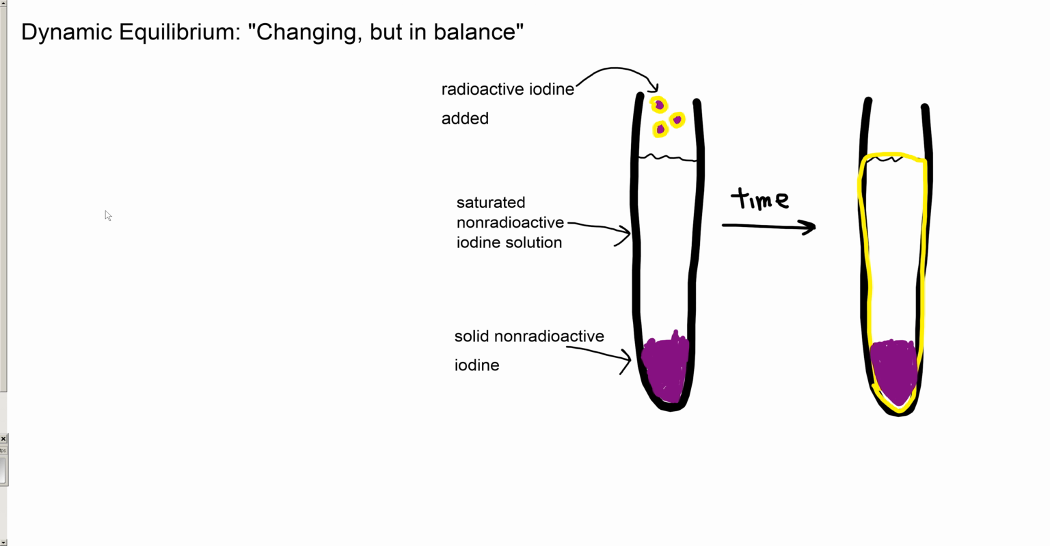Here's how scientists figure this out. So I've kind of done a little redraw. It's obviously not as good as professional artists, but this is going to give you a sense of what's going on. So we start out with a saturated, non-radioactive iodine solution. So we're dealing with radioactivity. Radioactivity is going to be the marker that tells us where atoms are going.